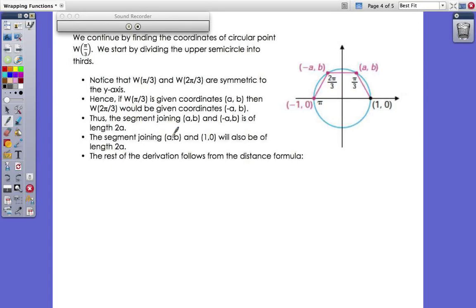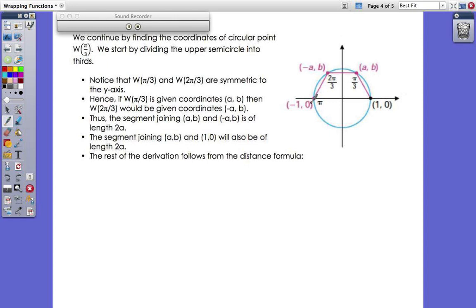Okay, so the next thing we'll figure out is the coordinates of a wrap of pi over 3. And the way this derivation is going to go, just to save a little time, is a few facts that we know. What we're going to do is take this upper semicircle, which would be an arc of length pi, and divide it into thirds. So you can see these three little pieces I've created here and the three segments that go along with them.